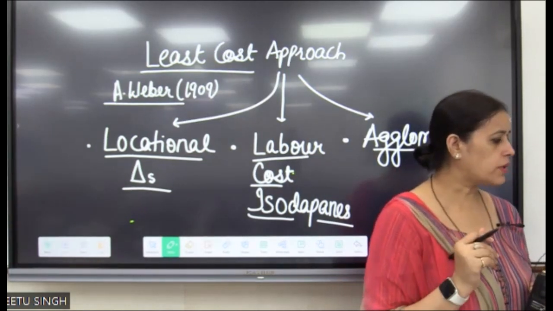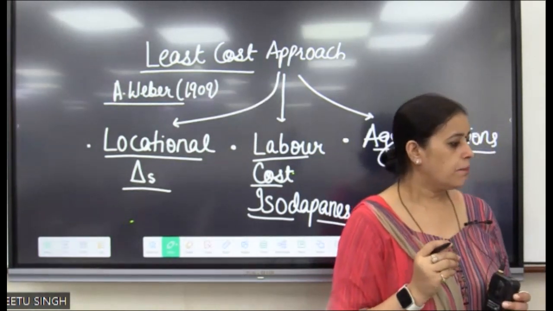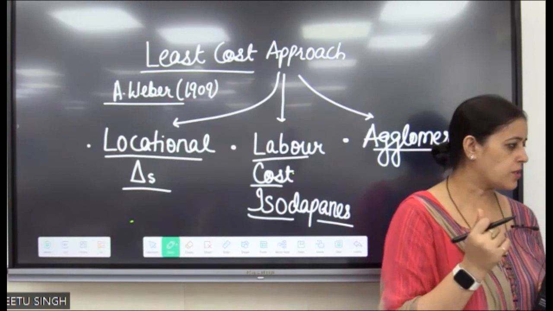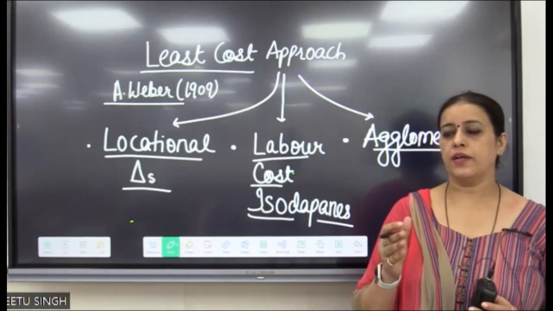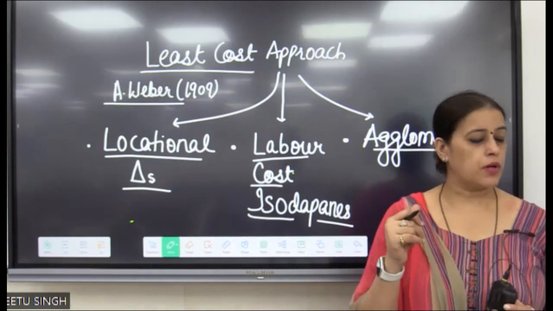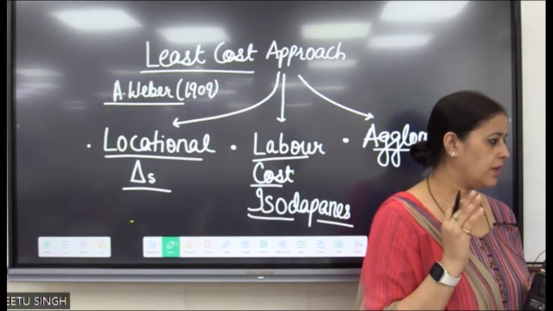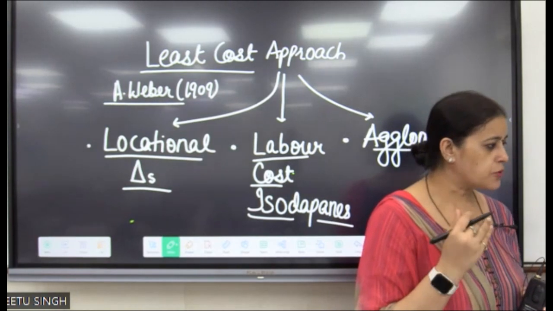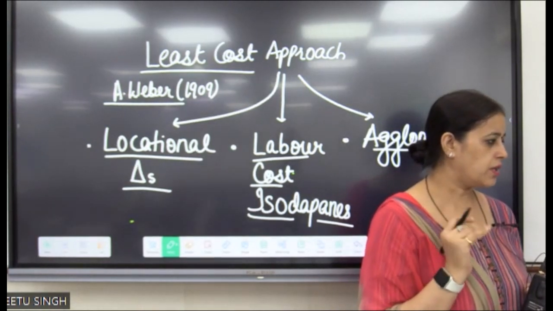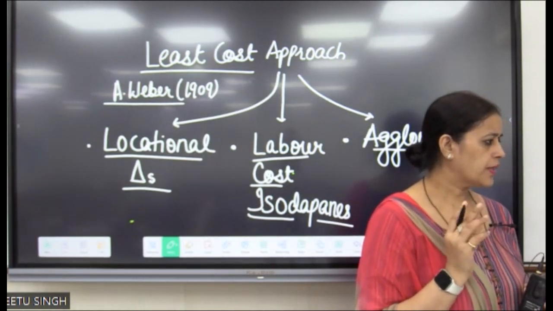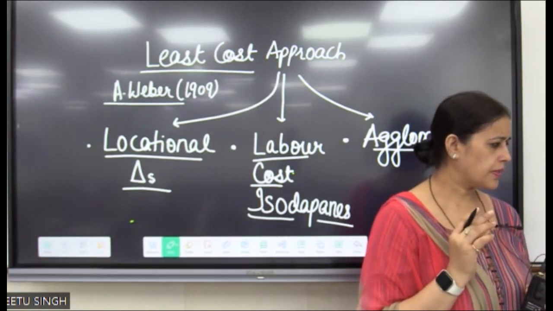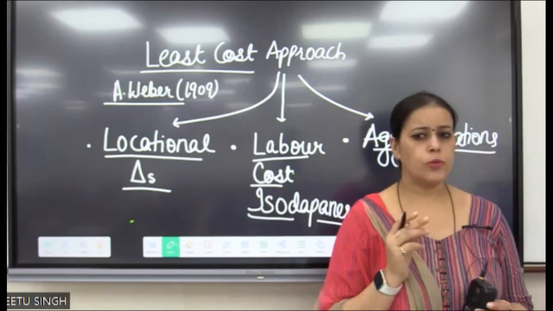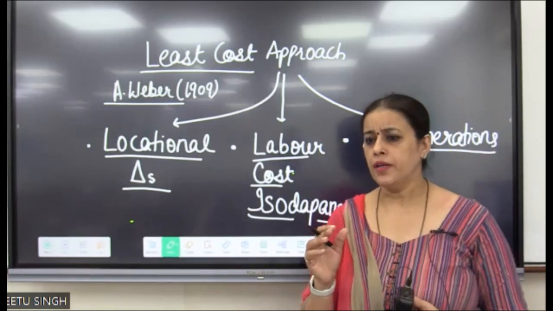The examiner tries to create some sort of a mire by giving us some unconventional term, but I should not be carried away. So locational triangles, isodopanes of the labor cost, and agglomeration are the three parts of the concept. I'm proceeding. I'm talking about the locational triangle. Have you given me the permission to proceed? Clear till here? आप लोग बताइए, सब point clear है?